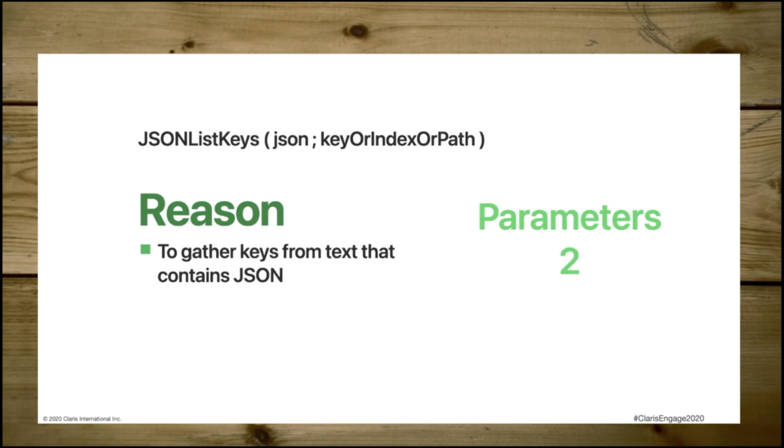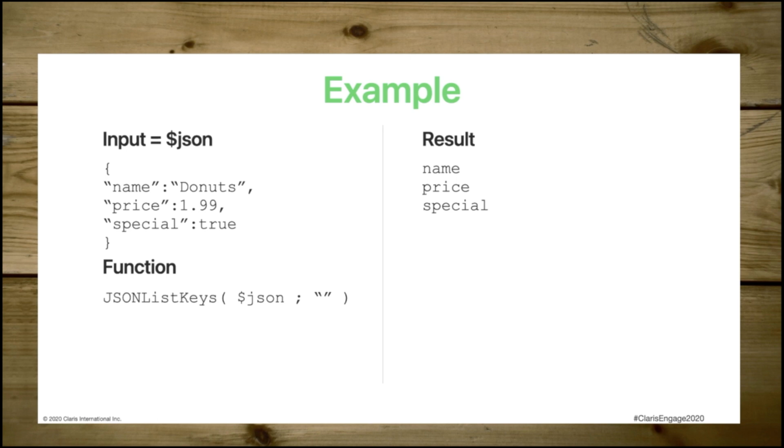Now we have the function JSON list keys. The reason for this is to gather keys from the text that contains JSON, which can be important to get for value retrieval. Here we're starting off with JSON that has 3 name value pairs in it, and when we process it through the function, we will get the names or the keys: name, price, and special. And we see within the function that we have our variable with the $JSON that we inputted, but also there's a second variable that has 2 empty quotes, and that's so we can easily list out all the keys within the first level of the JSON, because the first level doesn't have a name.